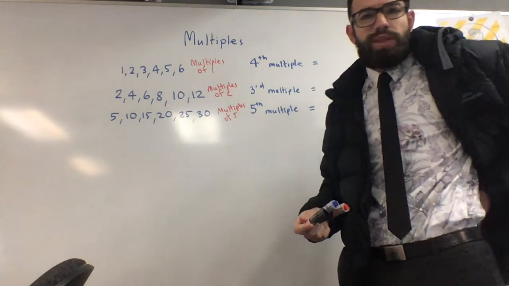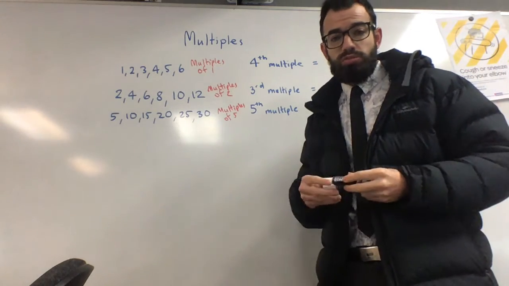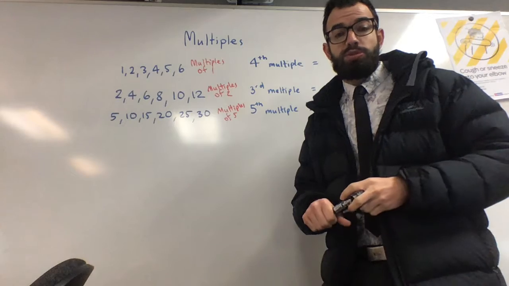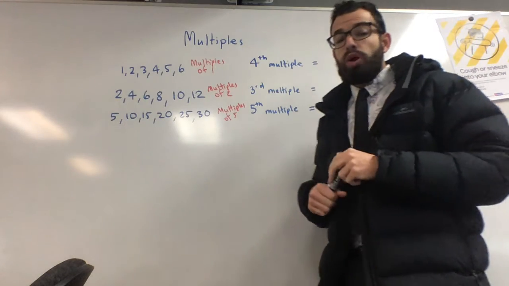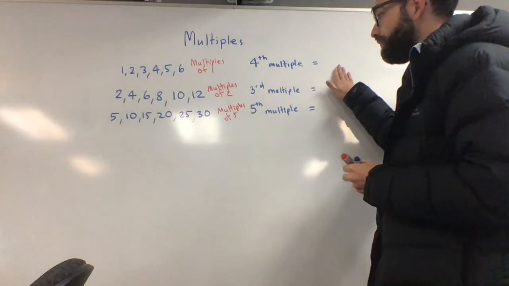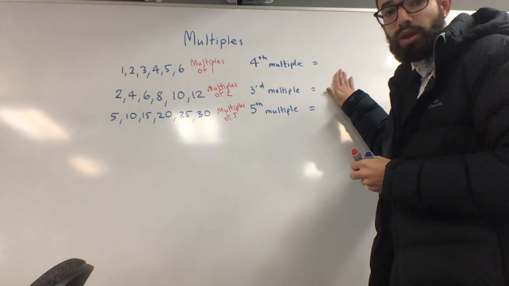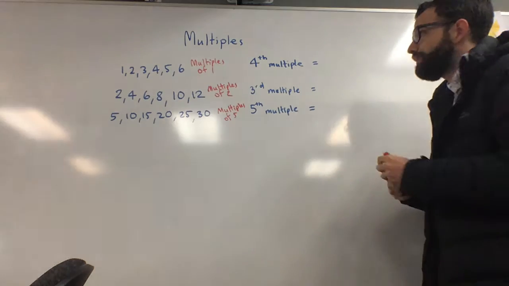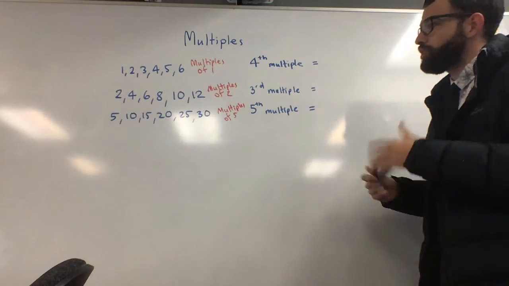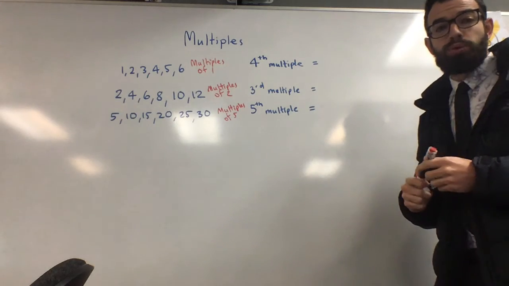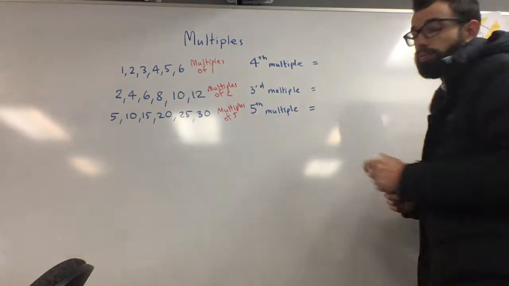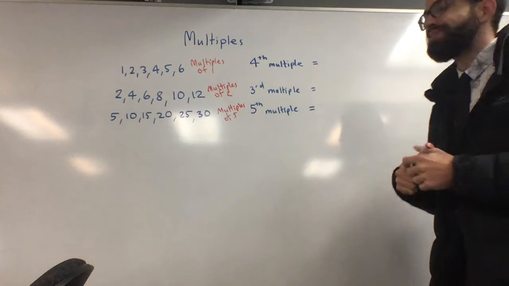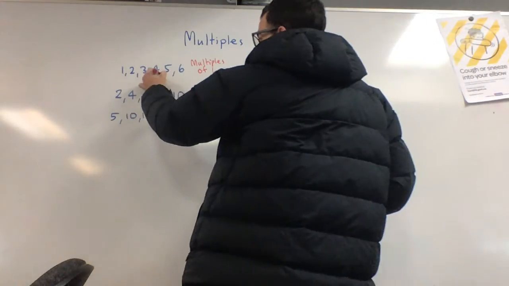Okay, now you might be thinking, well, that's just really basic. We just need to be able to do some timetables or to count up in a specific number. Yes, but quite often in maths, they'll ask us for a specific multiple of a number. Okay, and I'm going to show you how to figure that out. So first of all, if we look at the first question, it's asking us for the fourth multiple of whatever multiples we're looking at. So in this case, we're looking at 1. The fourth multiple is 4.